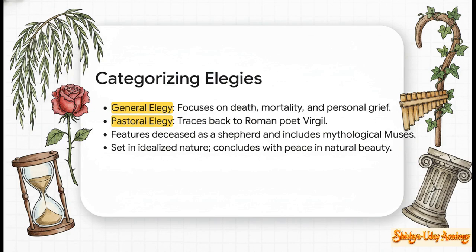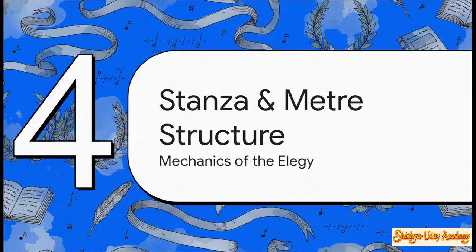This highly stylized form traces all the way back to the Roman poet Virgil. It portrays the deceased as a shepherd, invokes classical figures like the Muses, is set in this idealized natural world, and ultimately concludes by finding peace in the immaculate beauty of nature. On to section 4, structure, stanza, and meter. Let's look at the mechanics behind the poetry.